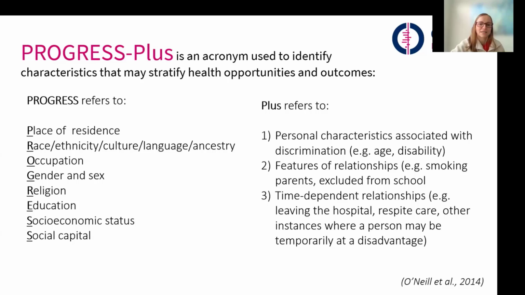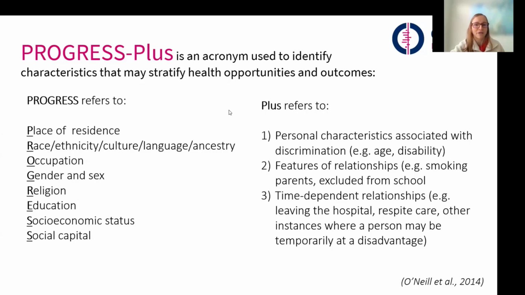Our group uses this acronym, PROGRESS-Plus, to help systematic reviewers think about the characteristics that might stratify health opportunities. And then how they can use this in the review, we'll tell you about over the next few slides. But PROGRESS stands for place of residence, so where somebody lives, and then race, ethnicity, culture, language, and ancestry, occupation, which includes underemployment and unemployment, gender and sex, religion, education, socioeconomic status, and social capital.